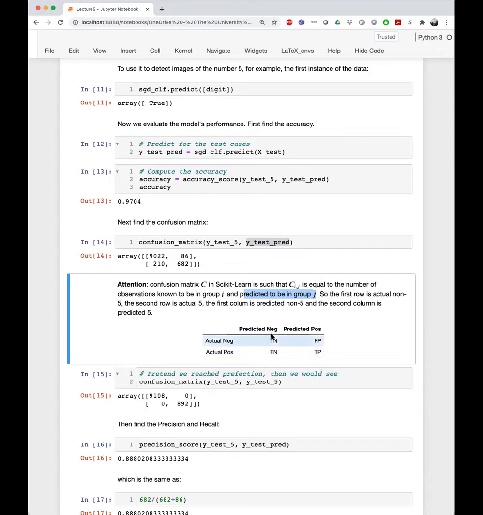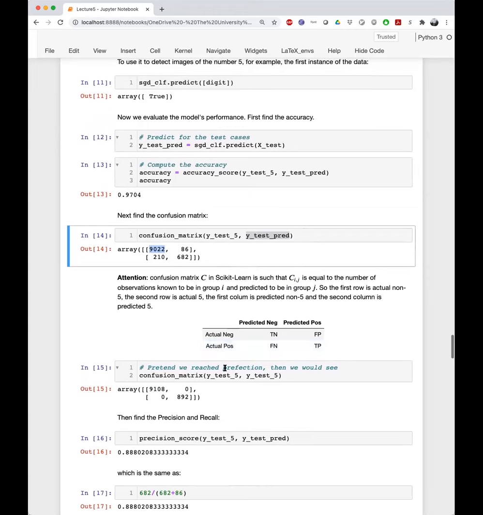And also, remember in our confusion matrix, the first one was positive, but now it's negative. So it's totally different. The confusion matrix is totally different. It's actually TN, FP, FN, TP instead of TP, FP, FN, TN. So this is something you need to pay attention to. So this is the confusion matrix we get.